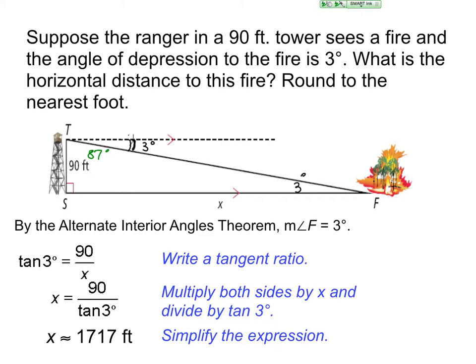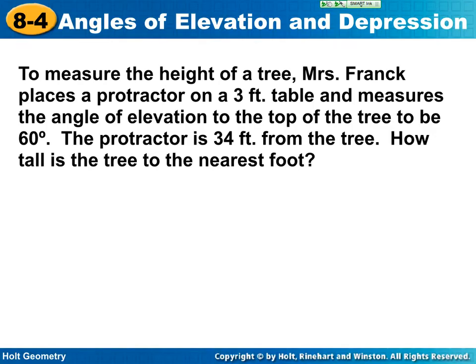So if you would like to use the 87 degree angle instead of the 3 that's down here, you can sure work it that way. But you just cannot use a 3 at the top of this triangle. That wouldn't work. Okay, what comes next after fires?